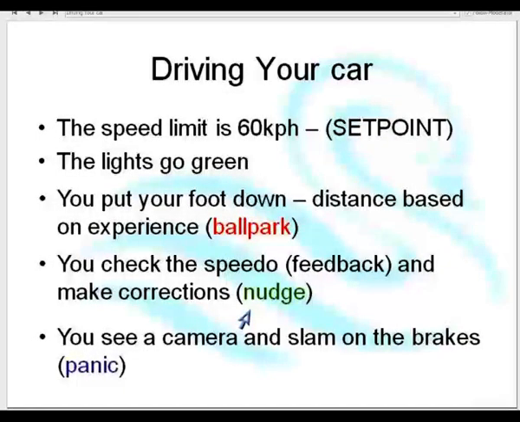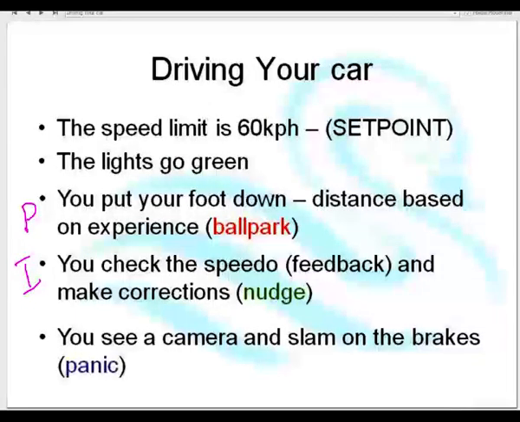You then zip down the road and you check your speedo. And then you make a small correction move, which I call a nudge. Now, that is exactly how a PLC works. A PLC doesn't drive along constantly looking at the speedo. A PLC samples the speedo and makes nudges. So, this is the P move. This is the I move, where you're going to sample and nudge. Sample and nudge. That's how you drive as you're going down the road.